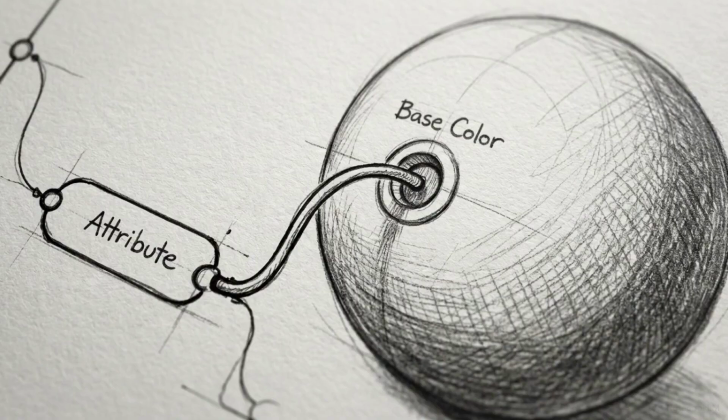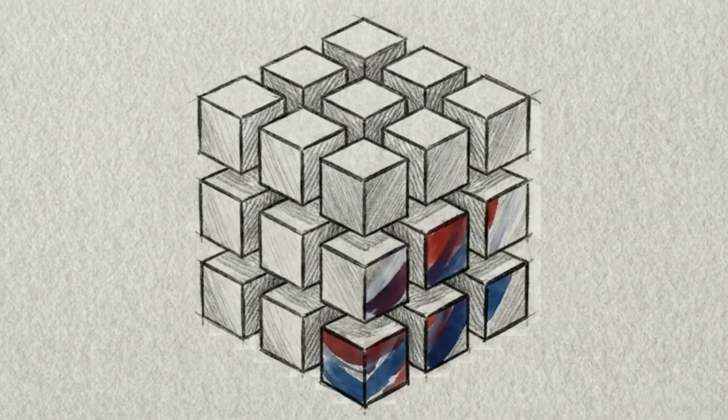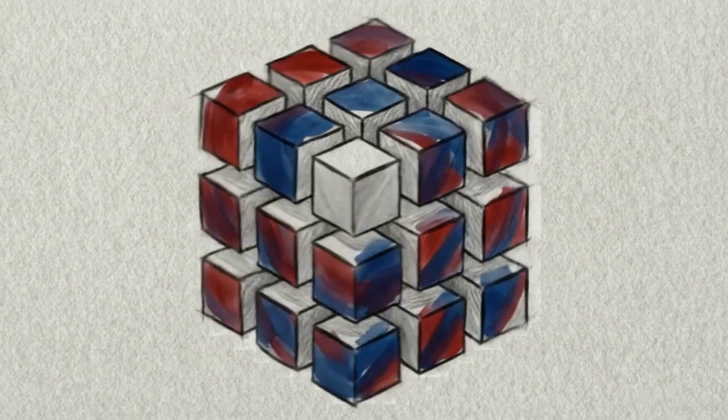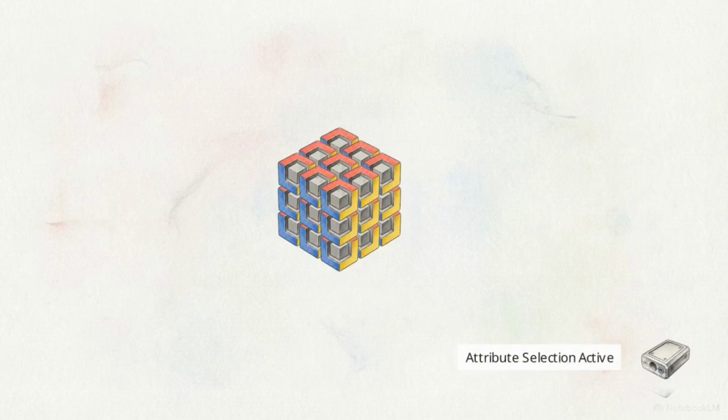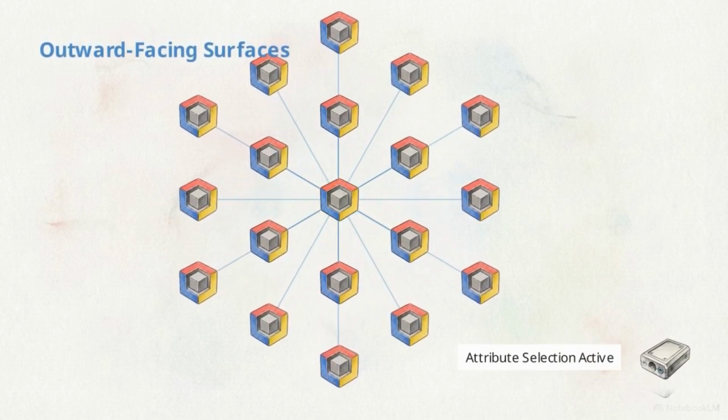In the shader editor, an attribute node retrieves the directional data and plugs it into the material's color input. Now, when we assign red to the x-axis faces and blue to the y-axis faces, the puzzle paints itself. The logic ensures that only the outward facing surfaces receive the 6 standard colors.